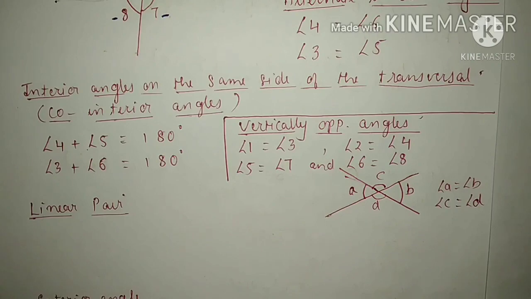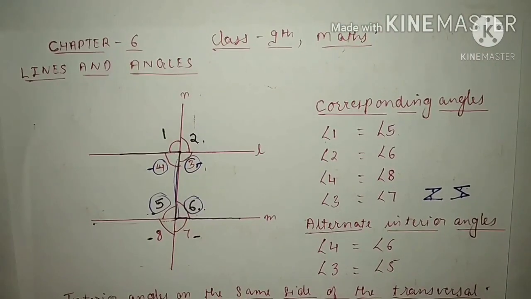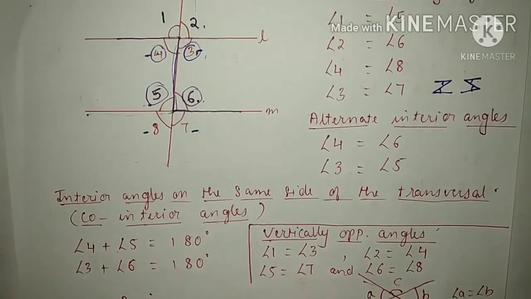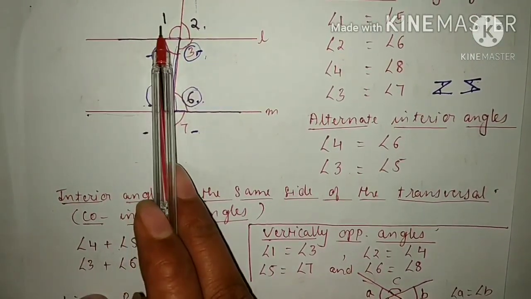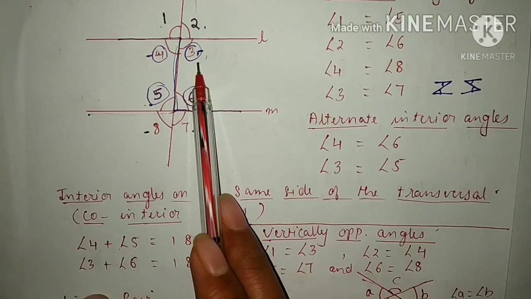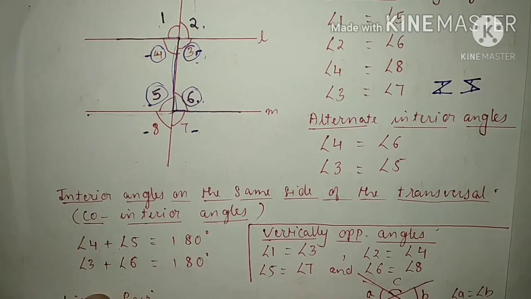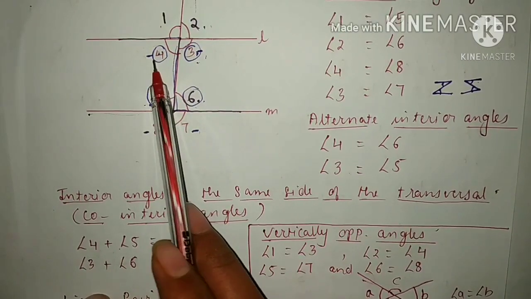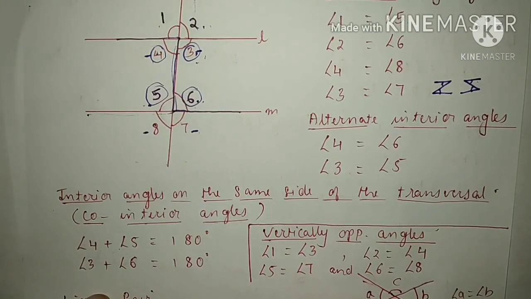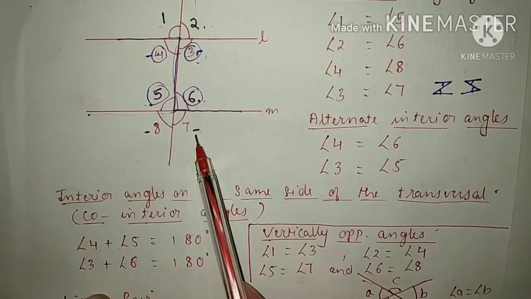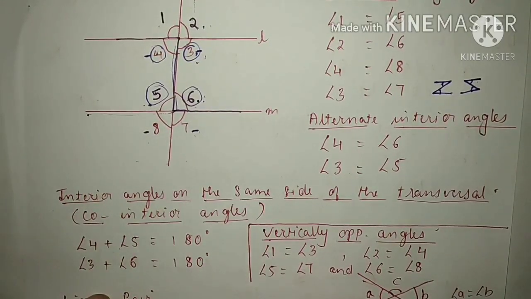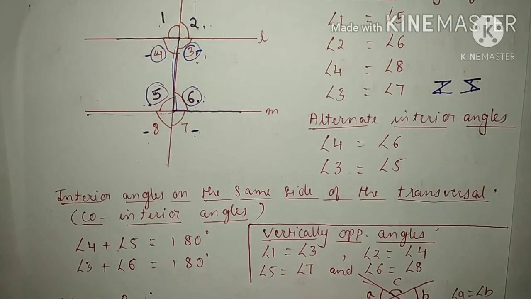Now see our figure, this one. In this, which angles are vertically opposite angles? Angle 1 and 3 are vertically opposite angles, so they will be equal. Angle 2 will be equal to angle 4. Why? Because they are also vertically opposite angles. Angle 5 will be equal to angle 7 and angle 6 will be equal to angle 8. These are all vertically opposite angles in this figure.